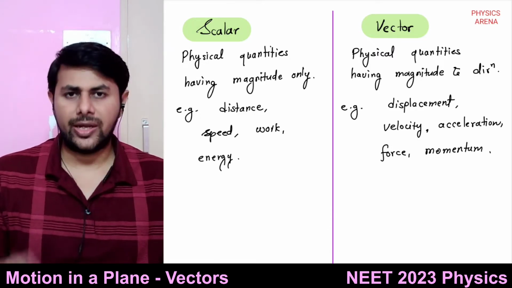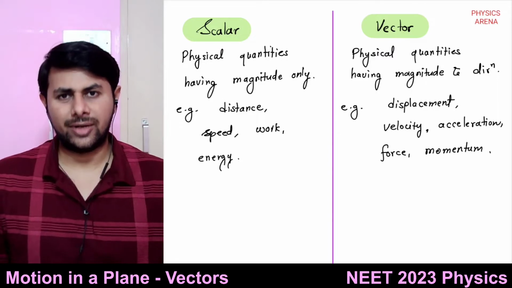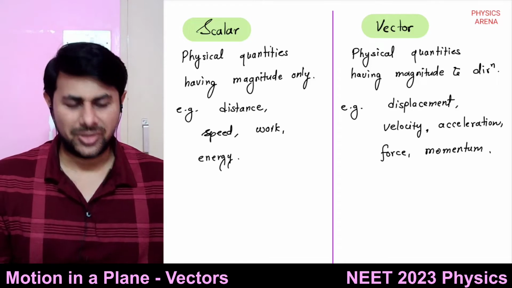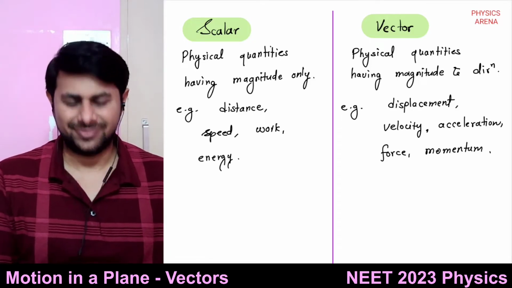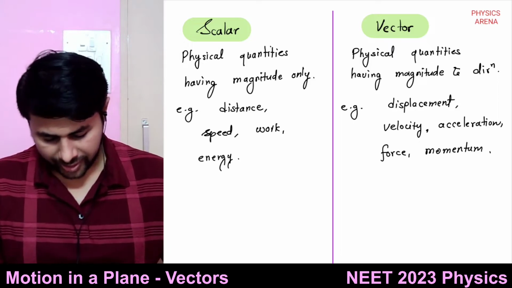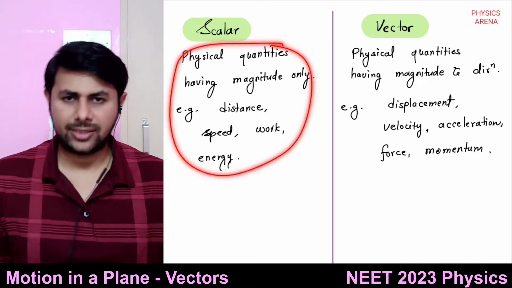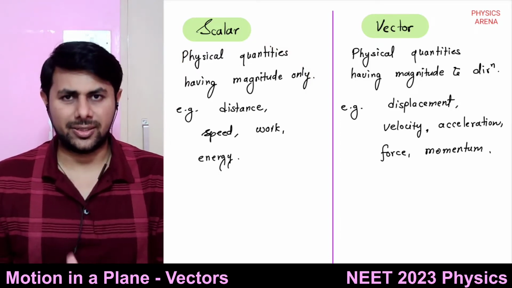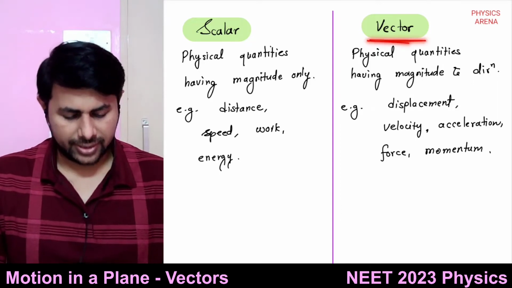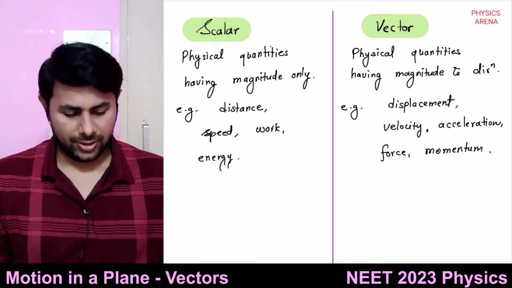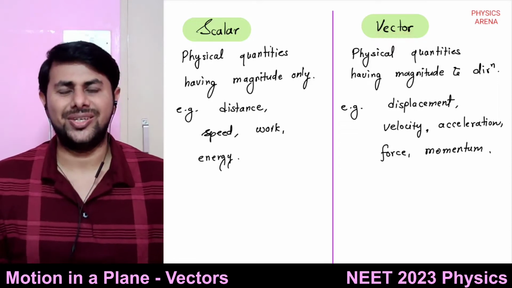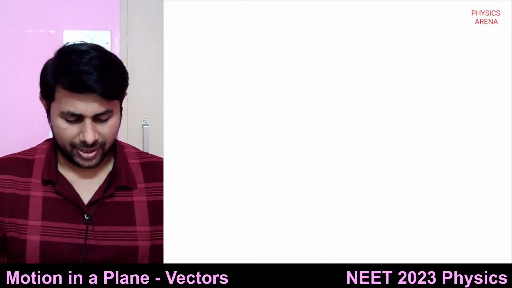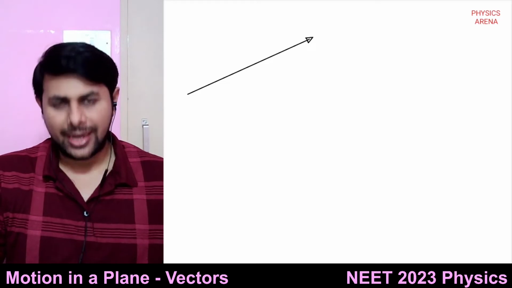So how do we add scalars? Scalars have only magnitude and no direction. That means when we add scalars, we just add numbers. And how do we add vectors? We'll see. Scalars are just numbers, magnitude means a number. It will have some units, but it's just a number. But vectors have magnitude as well as direction. So it becomes important to study vectors in order to understand physics and also motion in a plane. So vectors are represented by arrows in space.